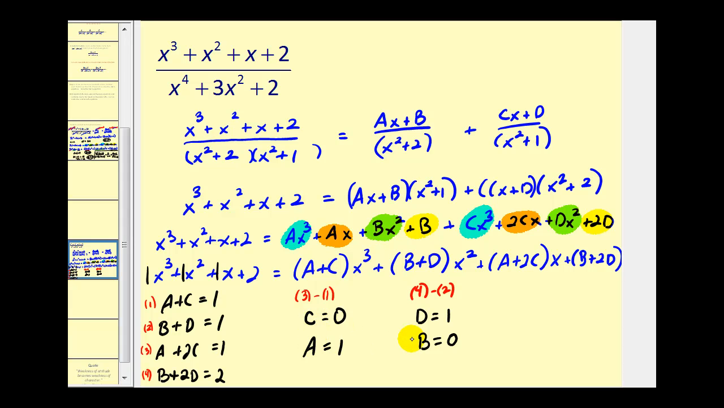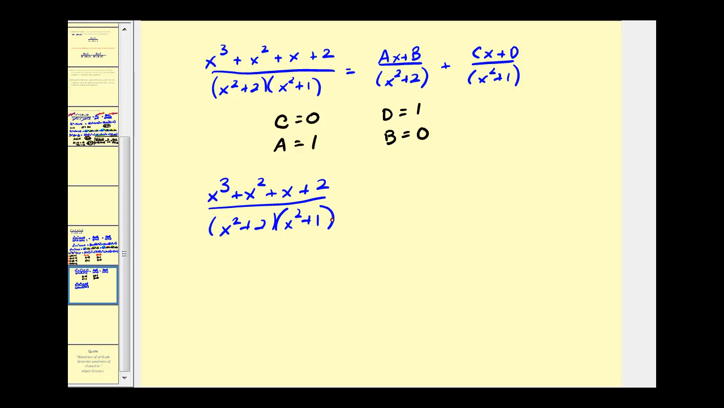We just need to fill in the values of a, b, c, and d into these fractions here. Let's go ahead and do that on the next screen. Okay, so here's the original equation that we had. Here are the fractions we want to find. And now we have the values of a, b, c, and d. So this rational expression is equal to ax plus b over x squared plus 2. Well, a is 1 and b is 0, so we'd have x over x squared plus 2 plus, and then for this fraction, c is 0 and d is 1, so we'd have 1 over x squared plus 1. And this would be the partial fraction decomposition of this given rational expression.